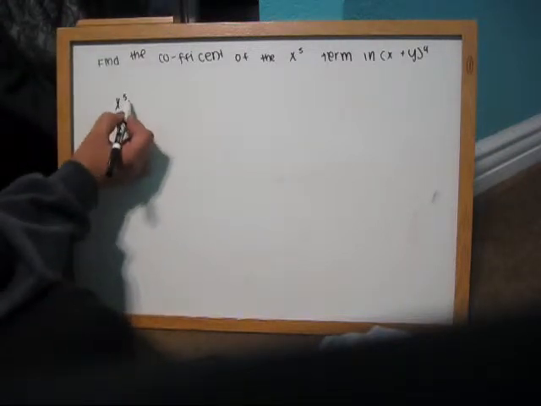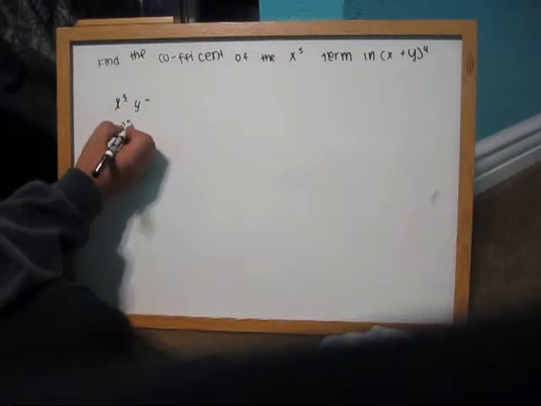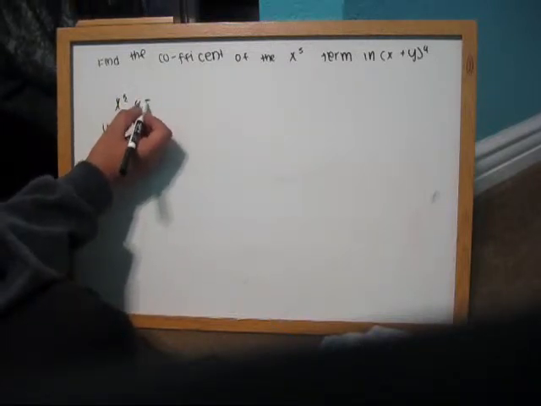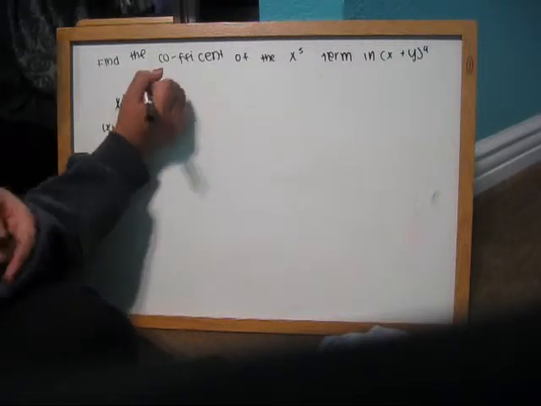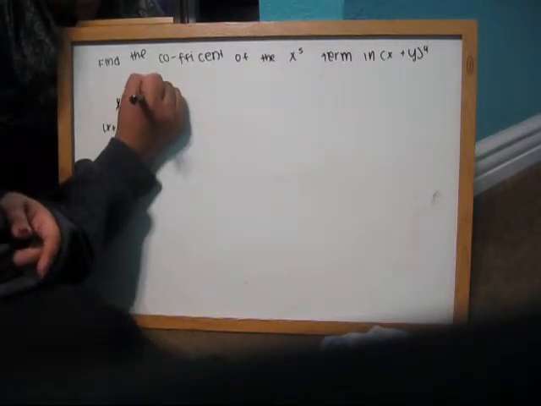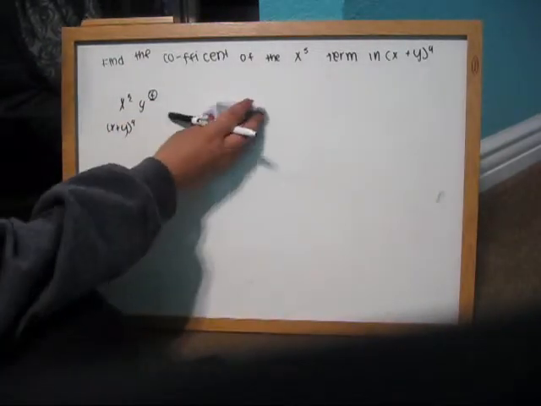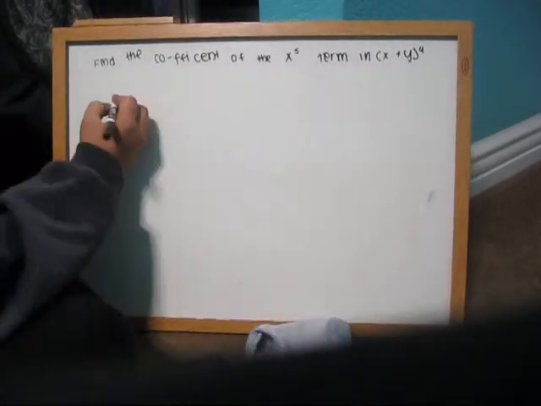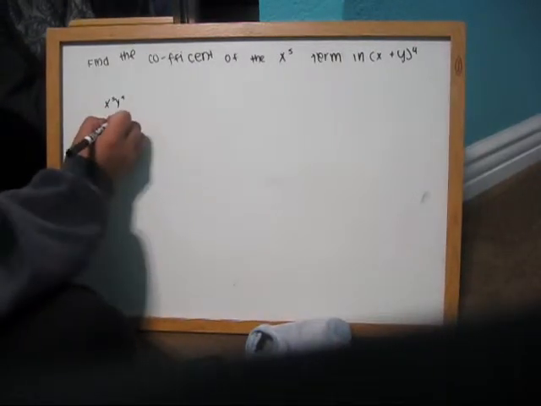So 5 plus whatever your y exponent is supposed to add up to 9. So what do you think y is going to be raised to? 4. So now you know it's x to the 5th, then y to the 4th.